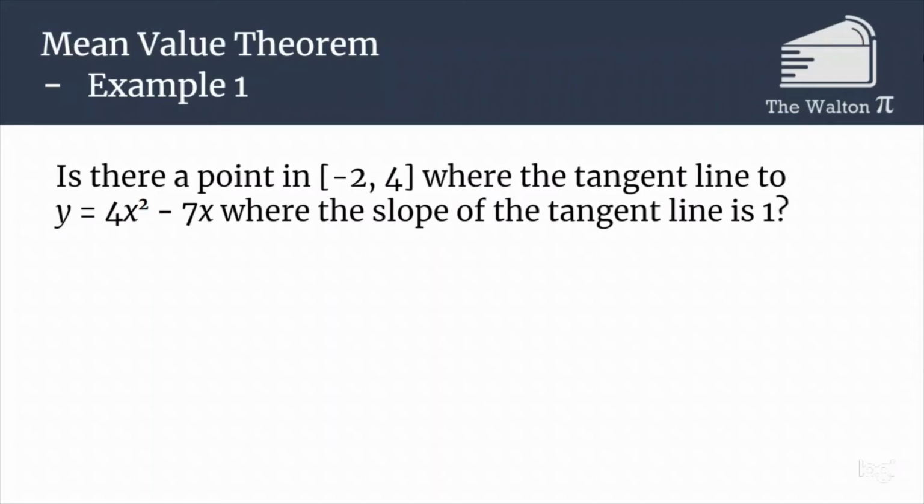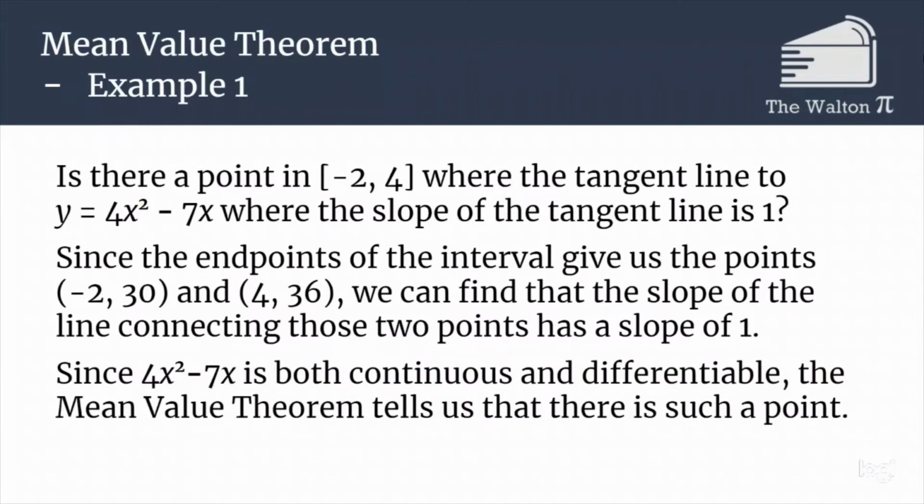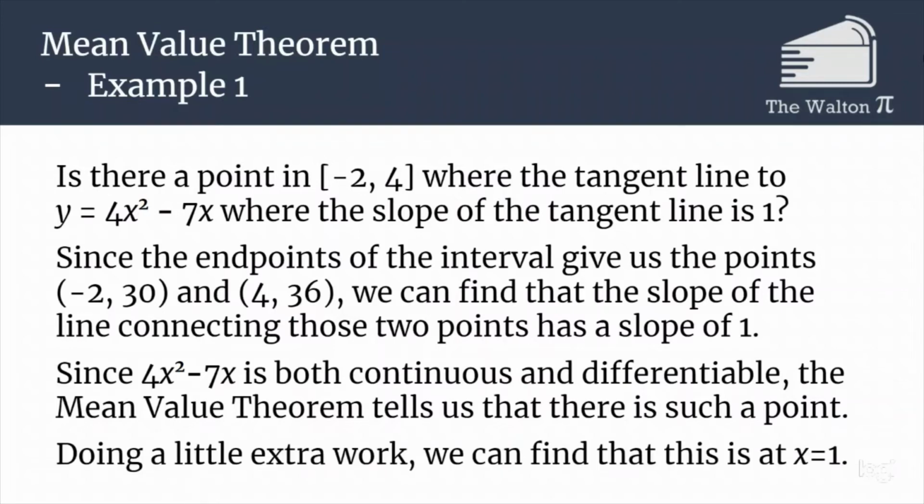So let's go through and see if we can use the mean value theorem to figure this out. Since the endpoints of the interval give us the points (-2, -30) and (4, 36), the slope of the line connecting those two points is going to be 1, because over a run of 6, it rises 6 as well. And because the slope of the line connecting the two endpoints is 1, and since 4x squared minus 7x is continuous and differentiable everywhere, the mean value theorem tells us that there is such a point. And we'd be able to do a little bit of work and show that this point happens at x equals 1.